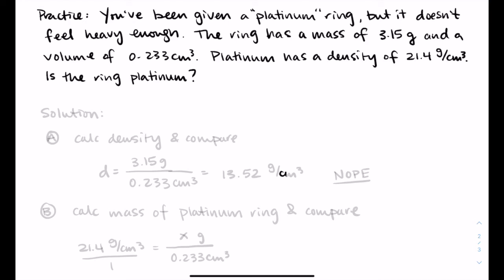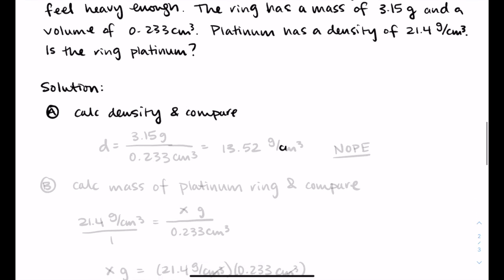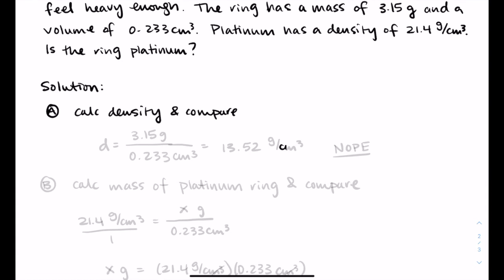In terms of a solution, there are a couple of ways that you could do this problem. Especially here at the beginning, I think it would be a good idea for us to look at both of them. One thing that you could do, and this was kind of the first thing that I thought of, it might not be the first thing that you think of, we'll call it option A. You could calculate the density of the ring you have and compare. So we have a mass of our ring, we have a volume of the ring. If we set this up, we should get the density of our ring and we can compare it to the density of platinum.